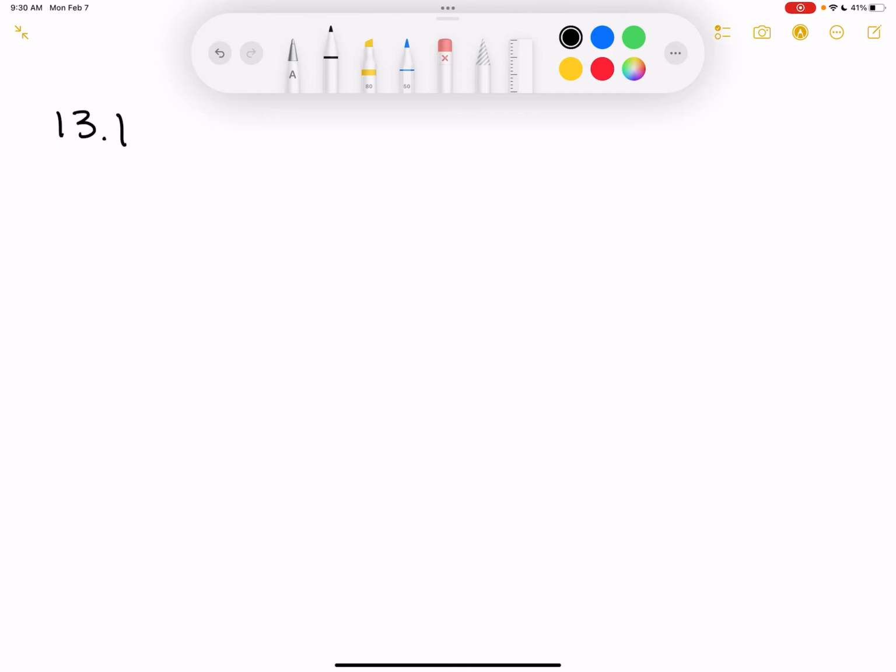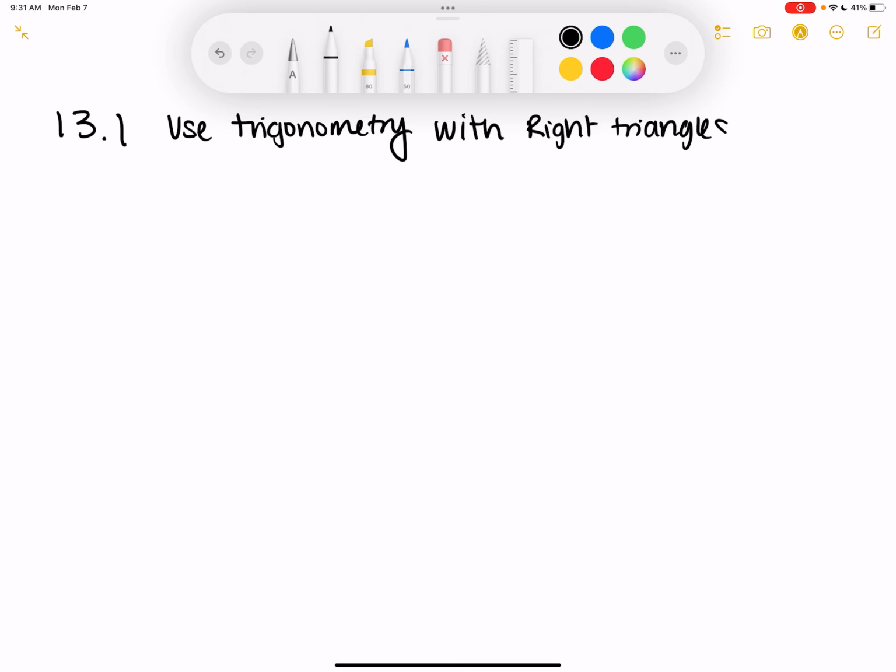All right, 13.1, use trigonometry with right triangles. All right, so the first one's just say to evaluate the 6 trig functions of the angle theta. So you are given a triangle.